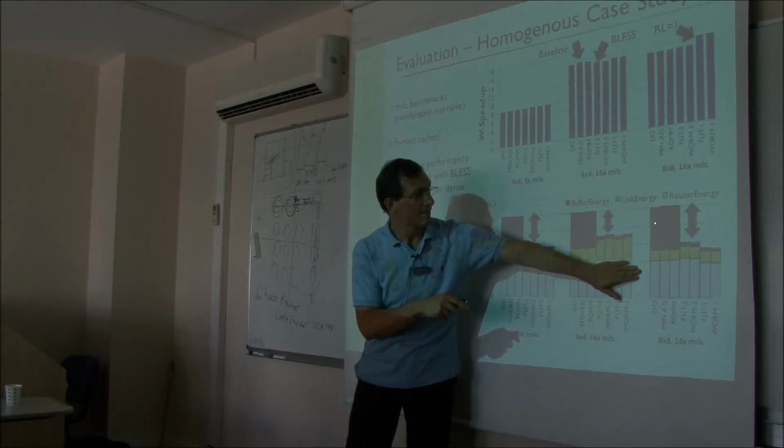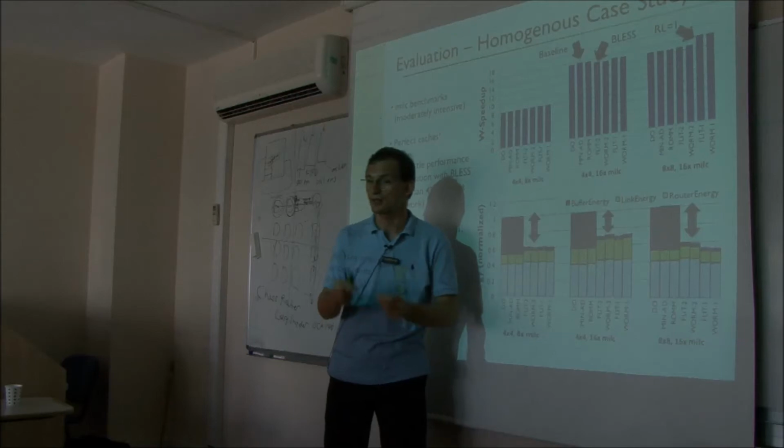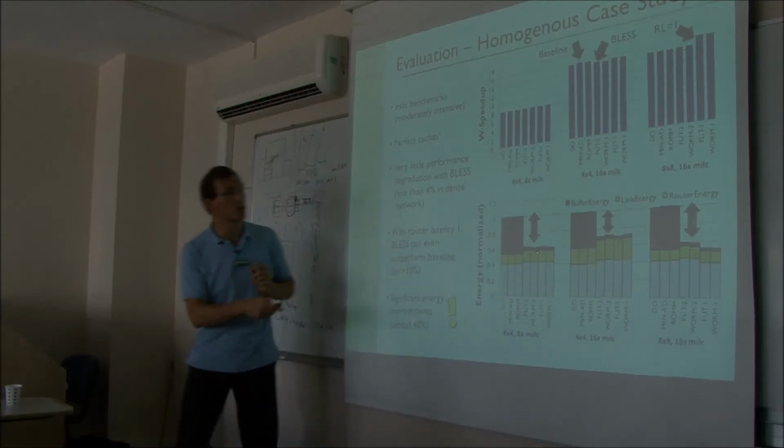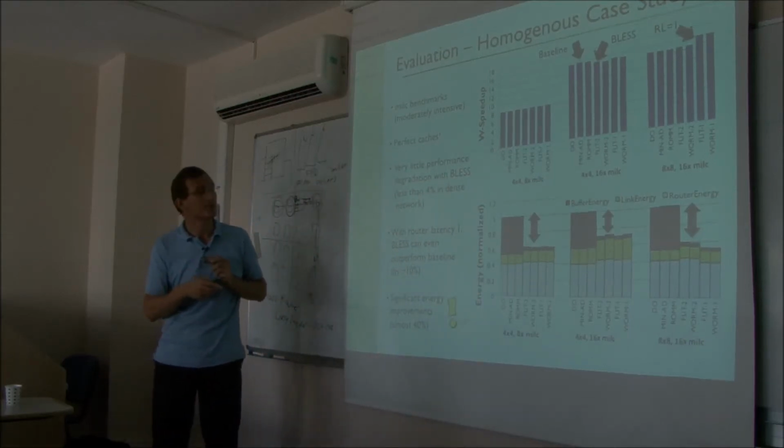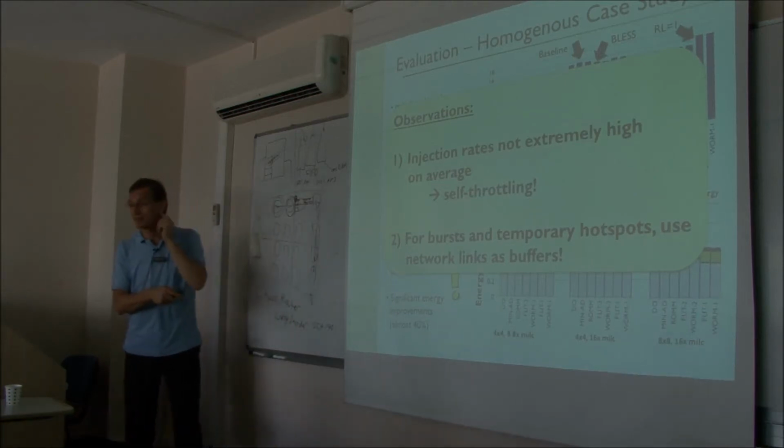Basically, most of the buffer energy is reduced. We still have some buffer energy because we need to buffer some small parts of the flit. Okay, so basically, injection rates are not extremely high on average and the main reason is the network is actually self-throttling.